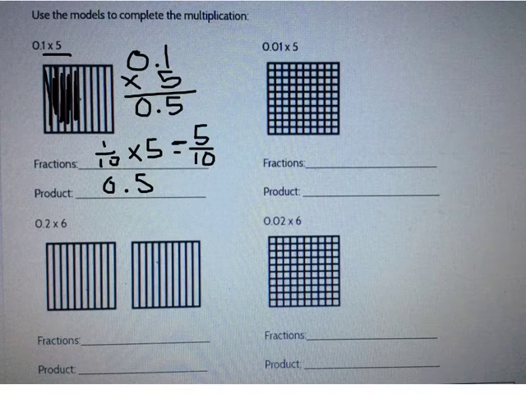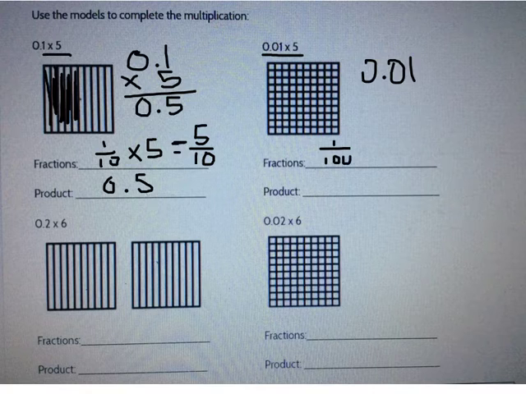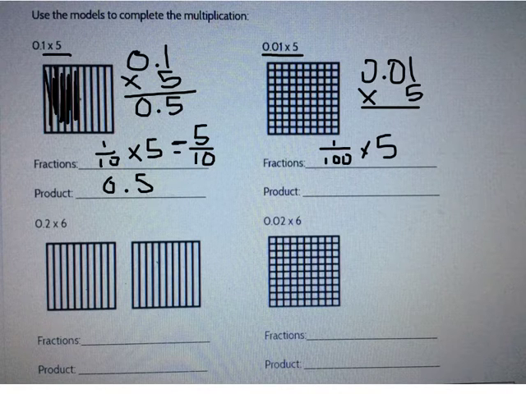What if that 1 was in the hundredths place instead? How do I write this decimal as a fraction? I would write it as 1 over 100, and I'm multiplying it times 5. If I multiplied the fraction 1 over 100 times 5, what would my result be? My result would be 5/100. I can show that on the model by shading in 5/100.